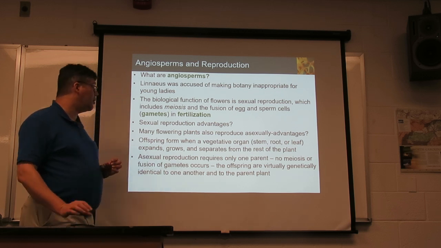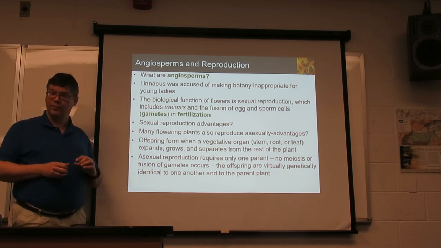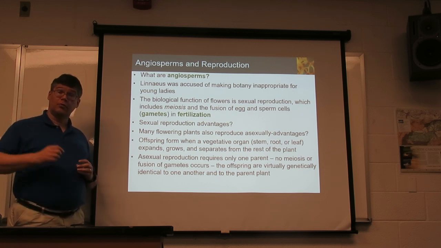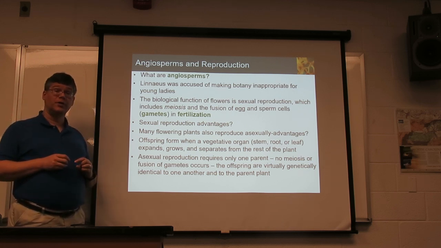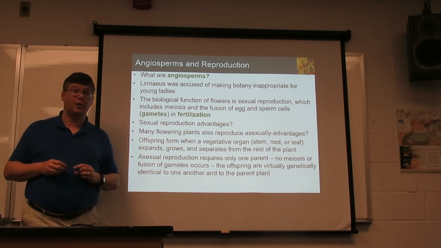Asexual reproduction can occur when a part of the plant that's not a seed or spore grows into a new plant, kind of budding off and separating from the parent plant.